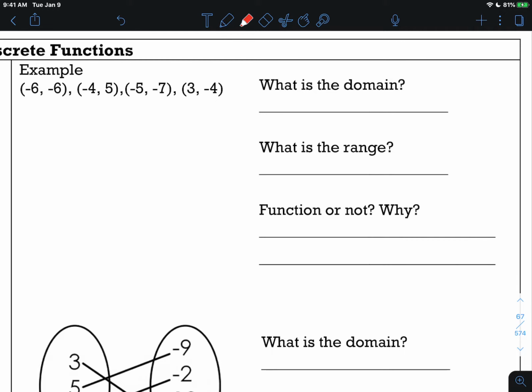So, first thing, here I see that they gave me a list of ordered pairs. So first thing I'm going to do is highlight all of my x's, and now I'm going to take a look at them: -6, -4, -5, +3. All right, good. So that's definitely a function because I don't see any x's more than once. Okay, my domain is going to be exactly those numbers, but I'm going to put them in order from smallest to biggest: -6, -5, -4, +3.